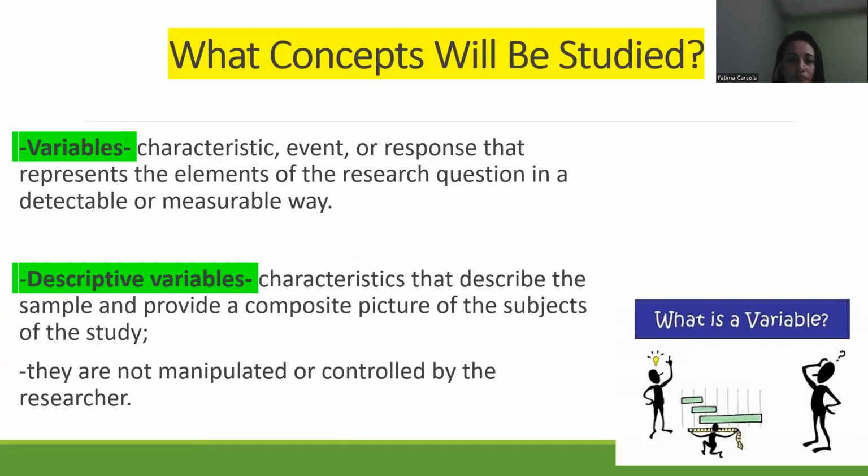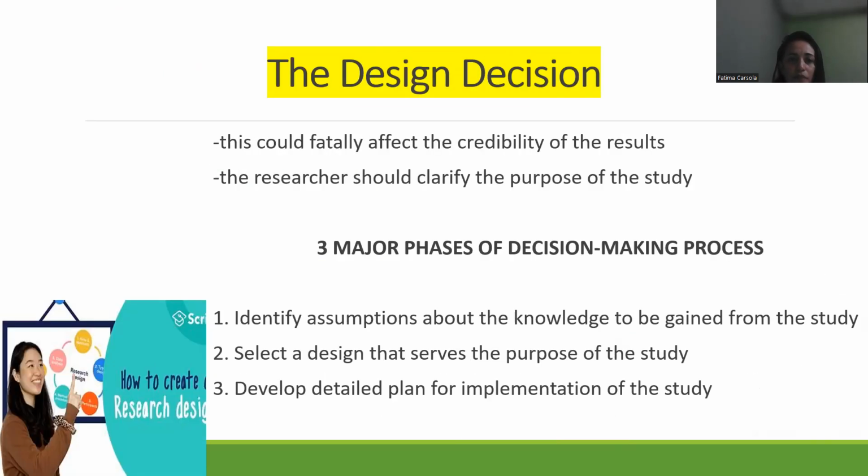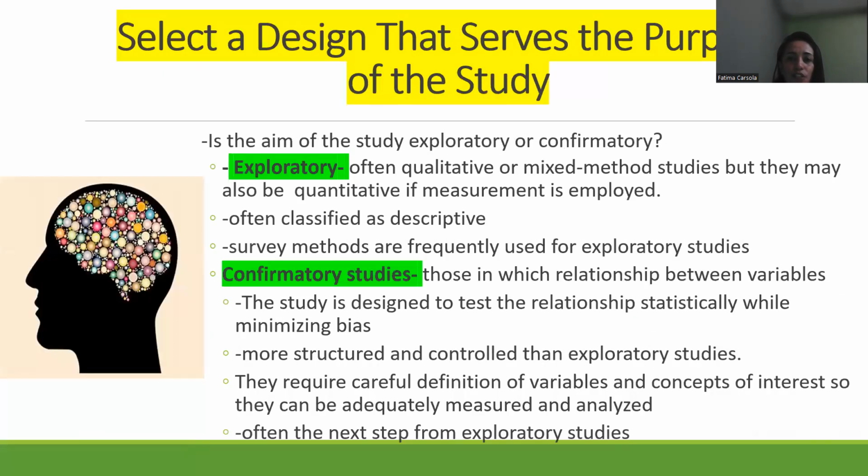Next, we have, okay, select a design that serves the purpose of the study. Once assumptions of the study questions have been determined, of course, the researcher selects an approach that will answer the research questions and meet the goals of the study. And this selection process is a result of a series of decisions based on reflection, of course, on the aim of the study, the concepts under the study, and the nature of the research question. The researcher could make these decisions by answering a series of questions.